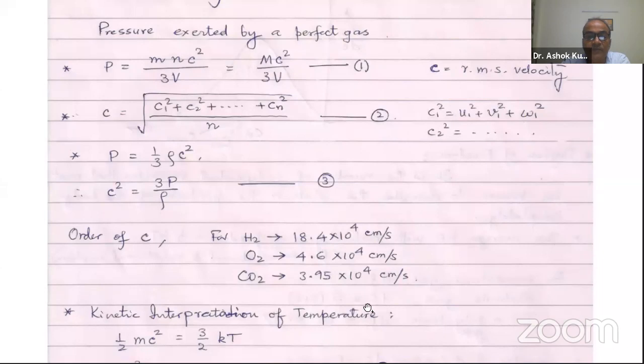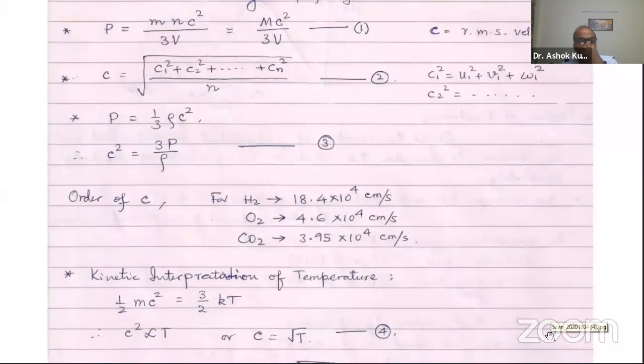Now here you see that the density is less for hydrogen because hydrogen is a diatomic molecule, and the atomic mass, or molecular weight, is very less. Therefore, we find that the molecular speed, that is the root mean square speed, is very high. And as the molecular weight increases, the speed decreases. So this is the reason.